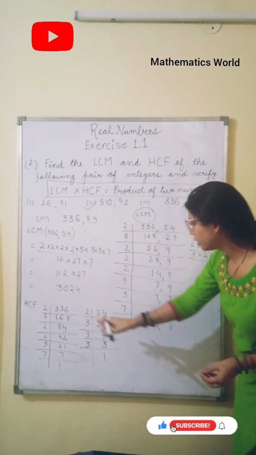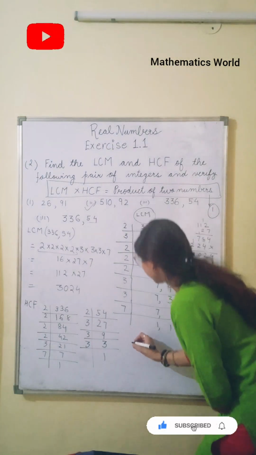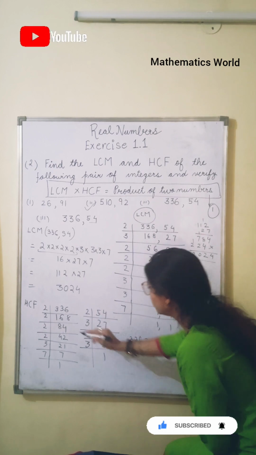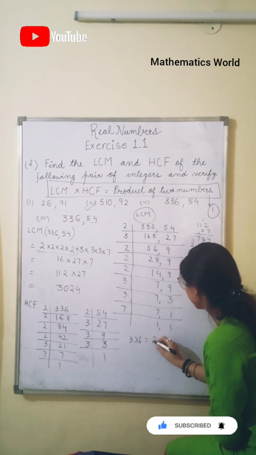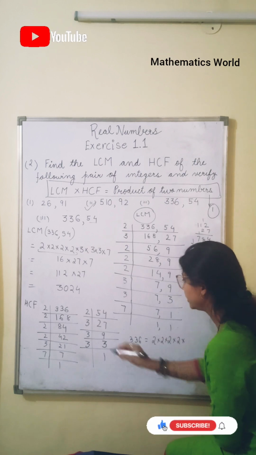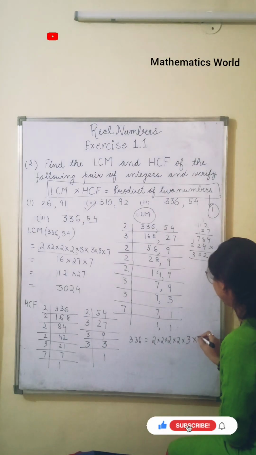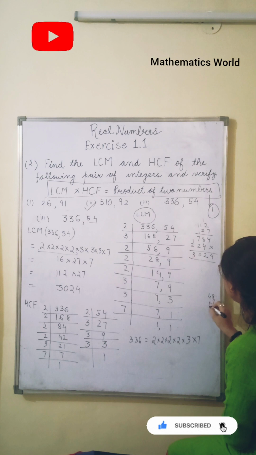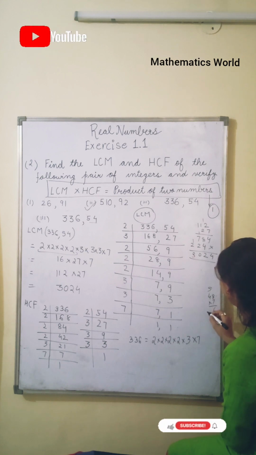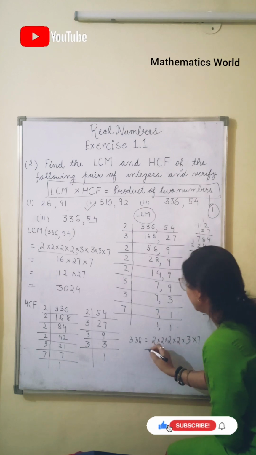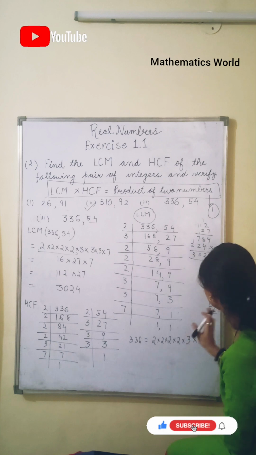Now let us write down the prime factorization of 336. That is 2 into 2 into 2 into 2 into 3 into 7. So 16 threes are 48 and 48 into 7. 8 sevens are 56. So there is no need to solve it.